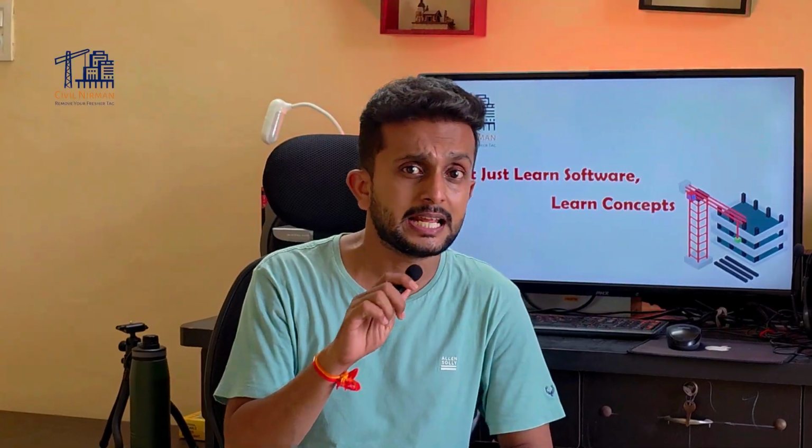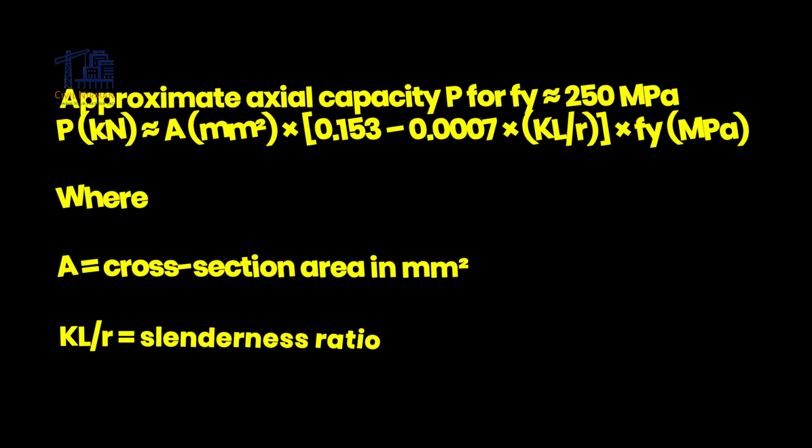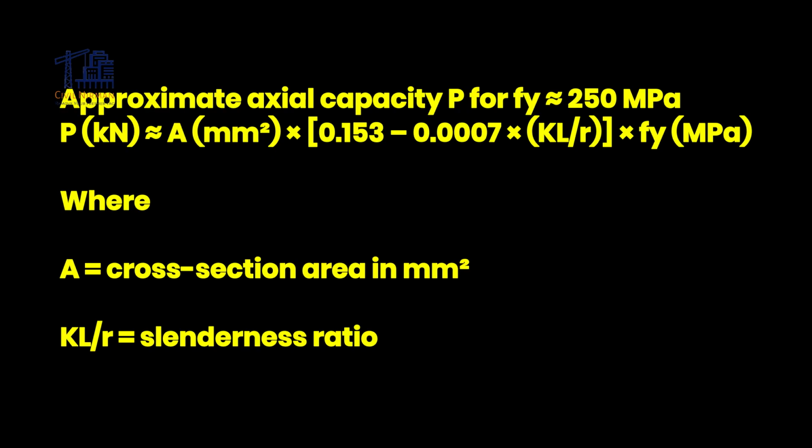Now let's understand the column capacity. The approximate axial capacity P can be figured out for, let's say, a grade of 250 material. P will be based on area in mm square with the following equation, where A is the cross-sectional area in mm square and KL by R is the slenderness ratio. We have all these equations for the different categories of the material. You can check out this.